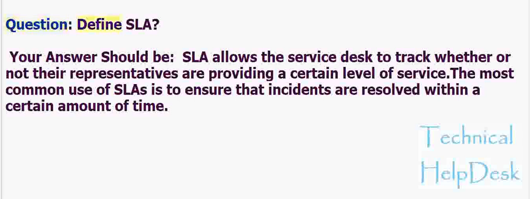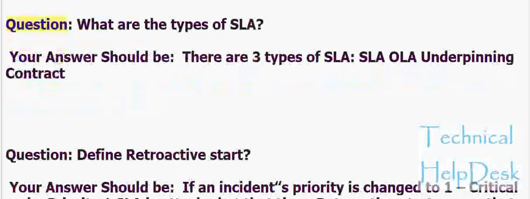Question: define SLA? Your answer should be, SLA allows the service desk to track whether or not their representatives are providing a certain level of service. The most common use of SLAs is to ensure that incidents are resolved within a certain amount of time. Question: what are the types of SLA? Your answer should be, there are three types of SLA: SLA, OLA, underpinning contract.